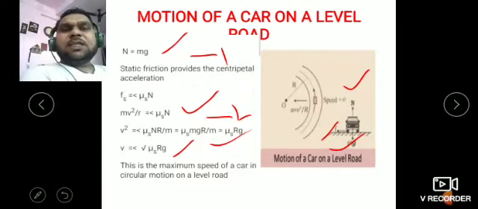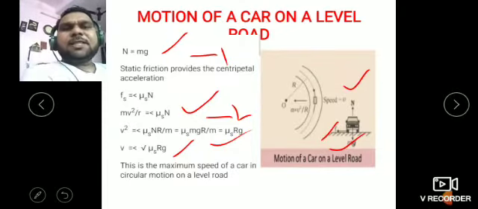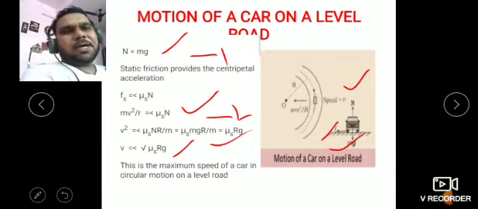In case the speed of the vehicle taking a circular turn on a level road is greater than the square root of mu s r g, what will happen? The vehicle will leave the circular path and it will skid. Now we are taking static friction into consideration. It is in fact the static friction between the tires of the car and the road that will provide the necessary centripetal force. In case this static friction is not present, what will happen? The car will leave the circular path.